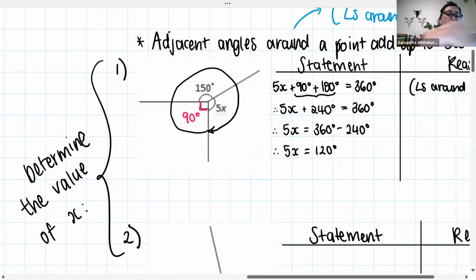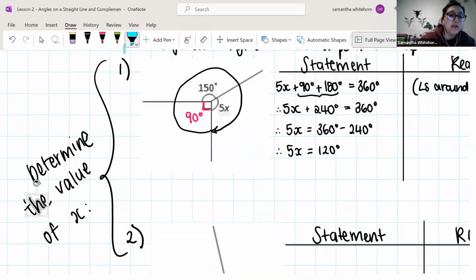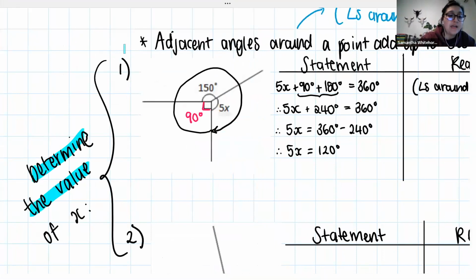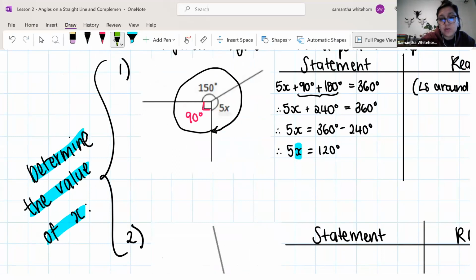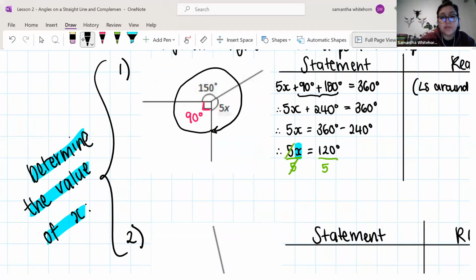Now, guys, very importantly, remember, I told you that the instruction to this question would be determine the value of x. Right now, I've got 5x. I don't want 5x, I just want x. Again, using this idea of solving equations and inverse operations, I need to divide both sides by 5 because that will essentially allow me to solve for x.